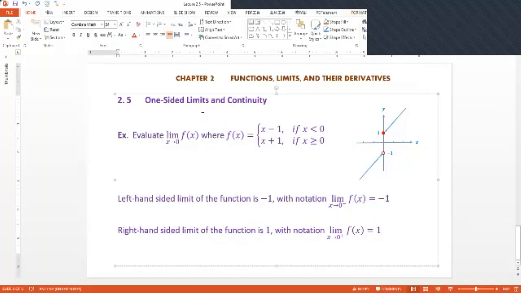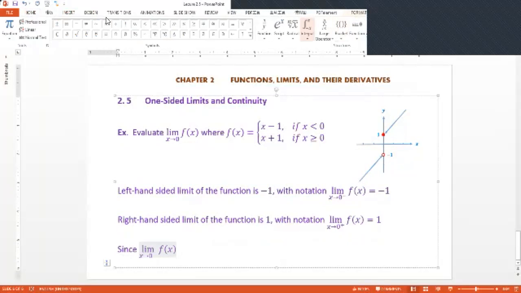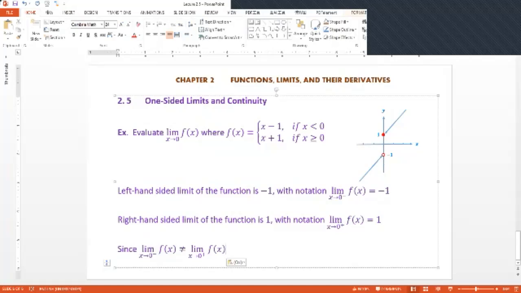So the function does not have a limit, or formally, the limit of the function as x approaches 0 does not exist. Since the left-hand side limit of the function as x approaches 0 is not equal to the right-hand side limit of the function, the limit does not exist.